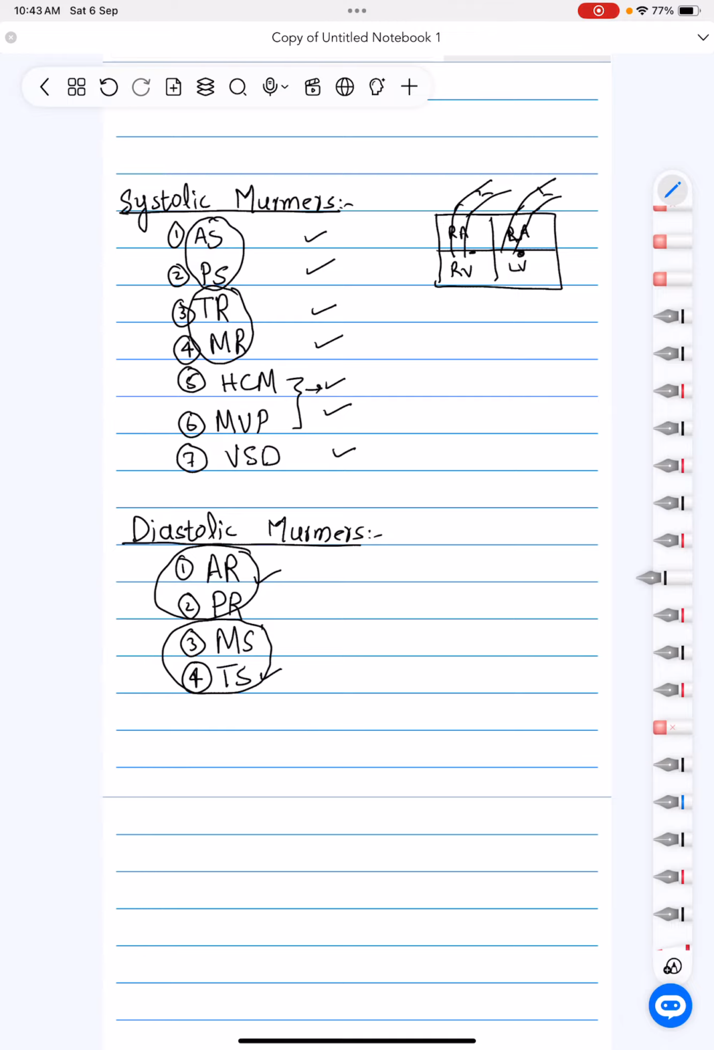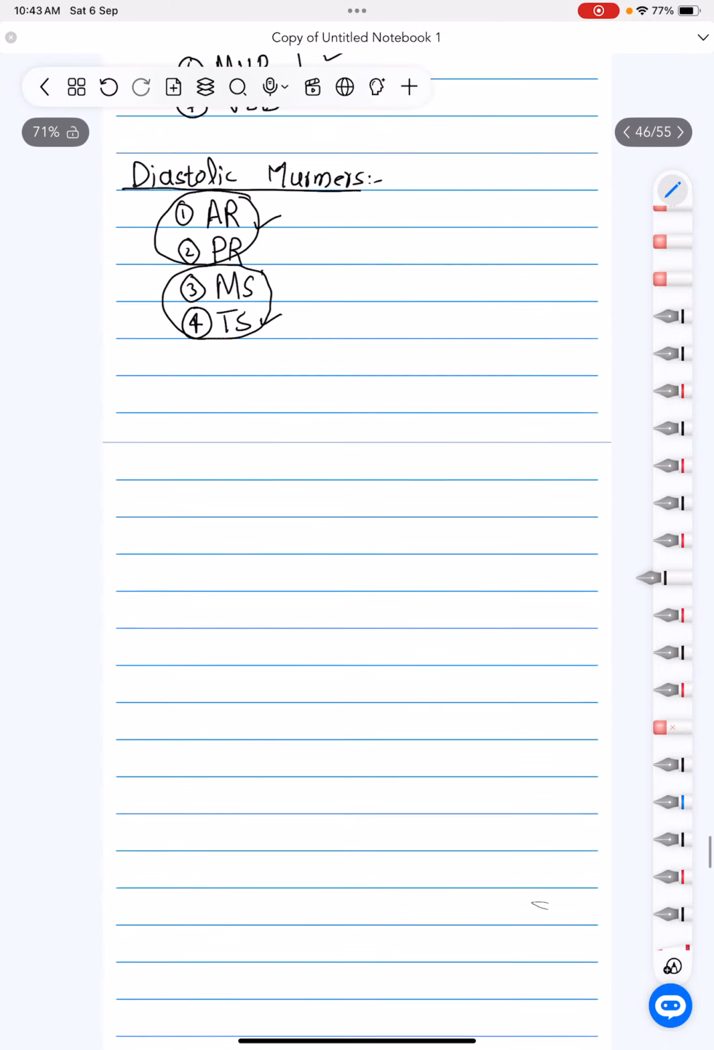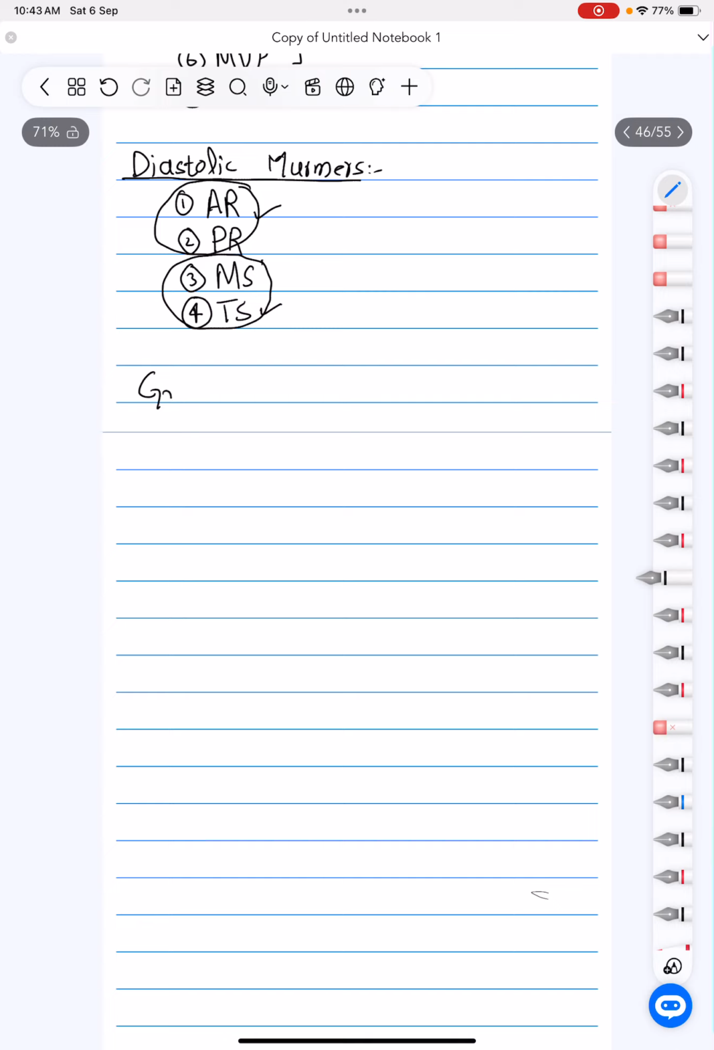Now there are different grades of murmur. There are 6 grades of murmur. Grade 1 is a very faint murmur, barely audible in a quiet room. Grade 2 is faint but audible.